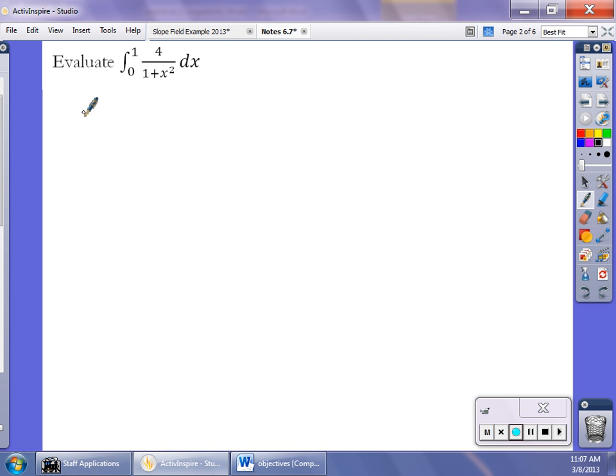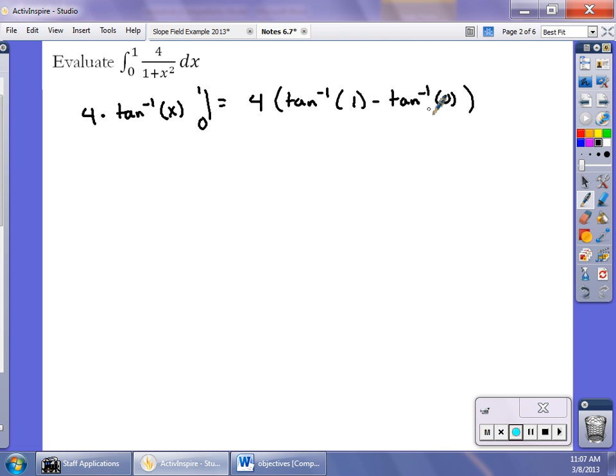The 4 is a constant, so really this is 4 times 1 over a, which is 1 over 1, times the inverse tangent of u over a, which is just x over 1, at 0 and at 1. Leave the 4 out front. So it's 4 times inverse tangent of 1 minus inverse tangent of 0. And here comes unit circle. That's pi over 4. That's 0. So it's 4 times pi over 4 minus 0, which is just pi.